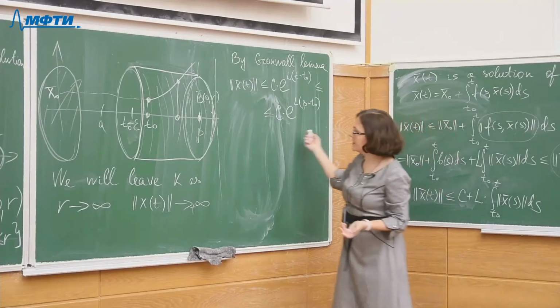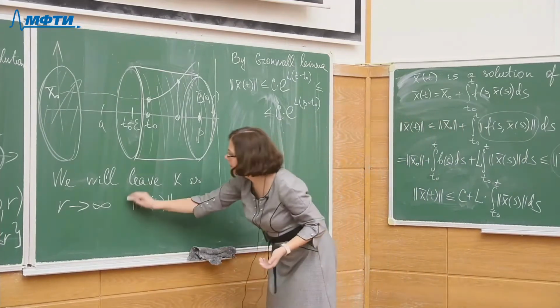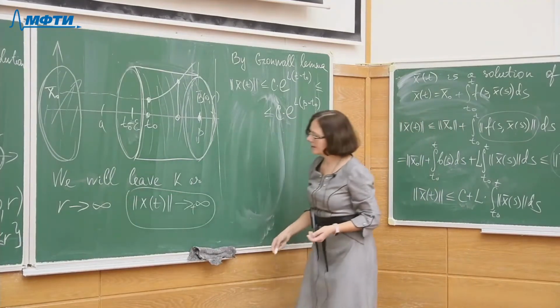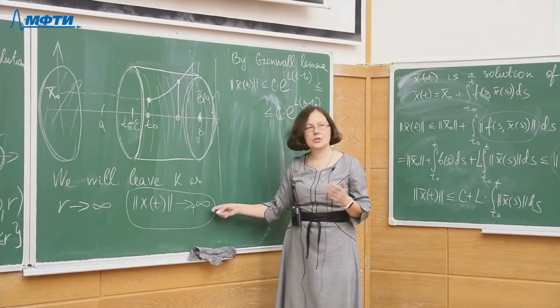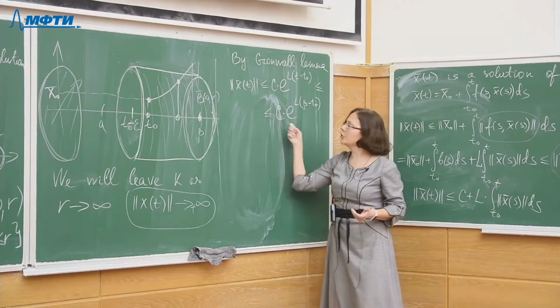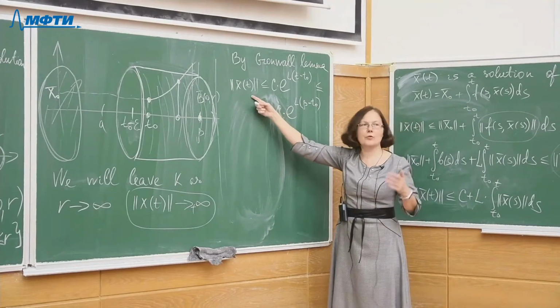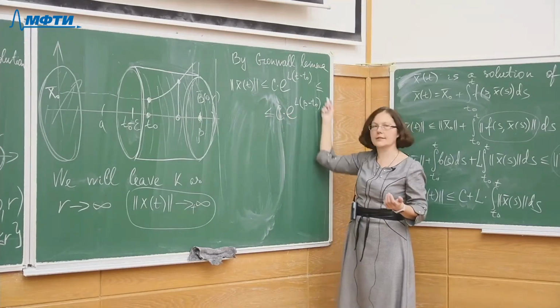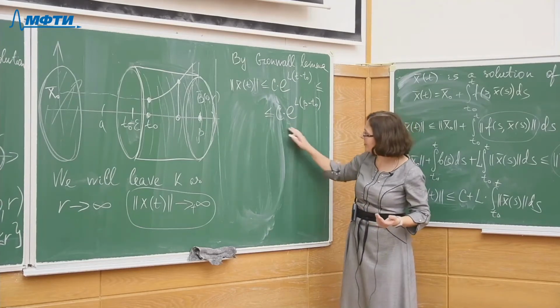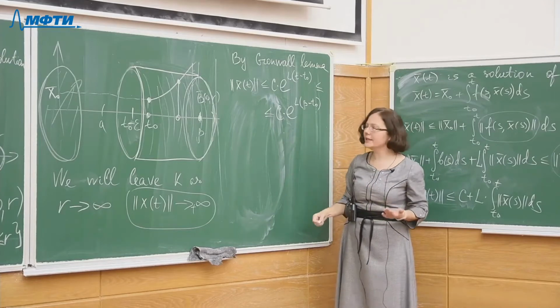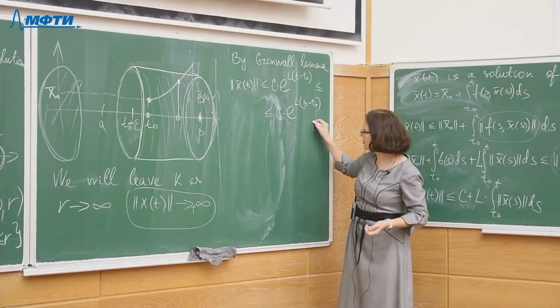And so this contradicts this fact. So we have obtained that the norm of x of t approaches positive infinity, but this inequality shows that the norm of x of t is bounded by this constant. So we come to the contradiction, and this completes our proof. So the theorem is proved.